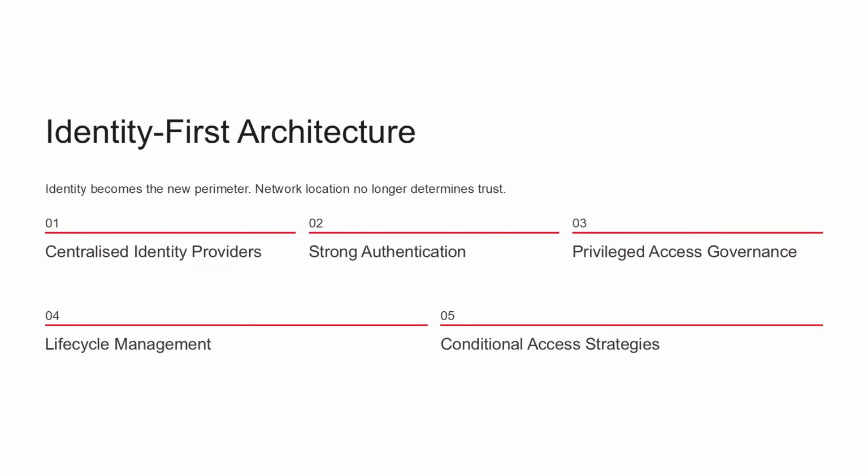You must design centralized identity providers, strong authentication mechanisms, privilege access governance, identity lifecycle management, conditional access strategies. For example, instead of allowing access simply because a user is on a corporate network, you evaluate: who is this user? What role do they have? What device are they using? Is the device compliant? Is there abnormal behavior? What resource are they trying to access? Identity becomes the control plane. If identity is weak, zero trust collapses. If identity is mature, zero trust strengthens every other domain: cloud, applications, network, and data. As an enterprise security architect, you must treat identity as foundational infrastructure, not an add-on service.